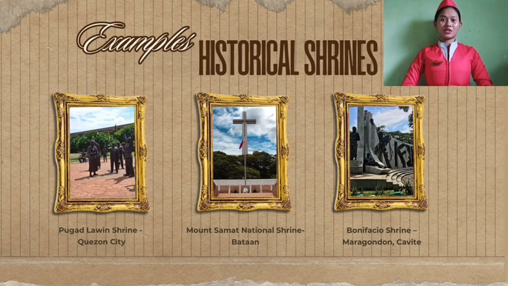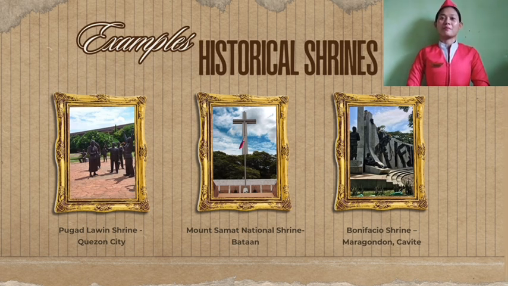The Pugadlawin Shrine in Quezon City commemorates the Cry of Pugadlawin, where Andres Bonifacio and the Katipunan tore their cedulas, signaling the start of the Philippine Revolution in 1896. It is a symbol of the Filipino struggle for independence from Spanish colonization. The shrine stands as a tribute to the bravery and unity of the revolutionaries.